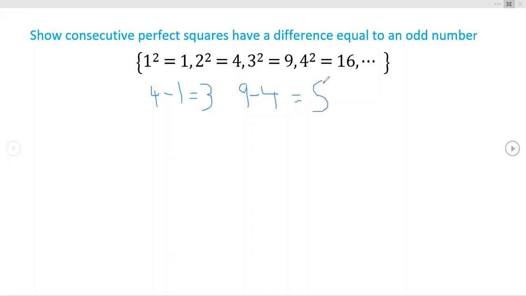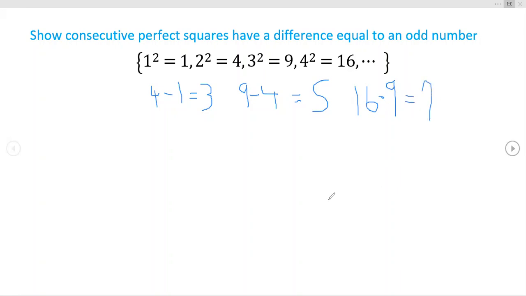And also 16 minus 9 would be equal to 7, right? So 4 minus 1 is equal to 3, 9 minus 4 is equal to 5, and I can write down 16 minus 9. These are consecutive. This is the difference of consecutive perfect squares. So that's equal to 7, right?